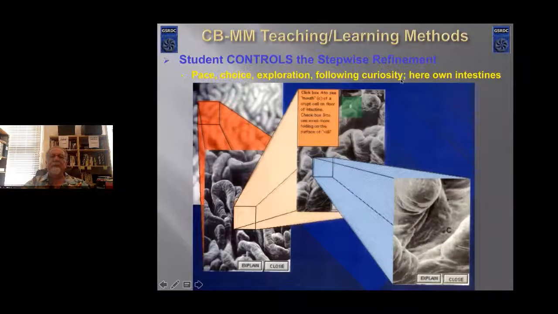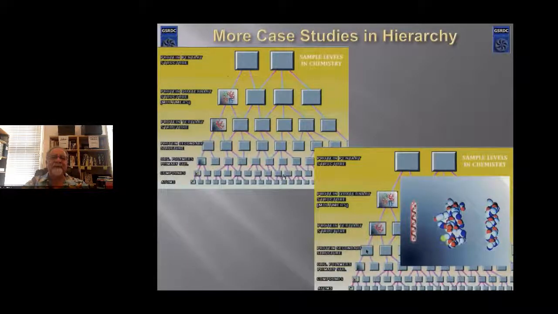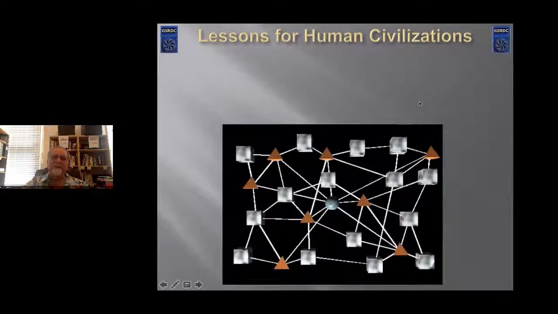So this all allowed them to establish their own pace, to make choices, and to explore following their curiosity. Here's more case studies in hierarchy. Every one of these was a button, and whenever you clicked on one, it gave you additional information and talked about that scalar level of that hierarchy, in this case in chemistry.